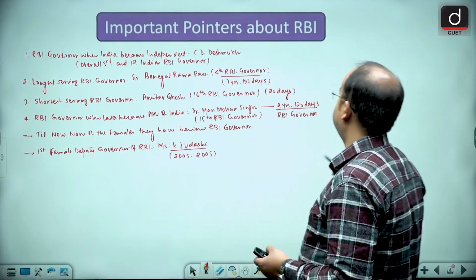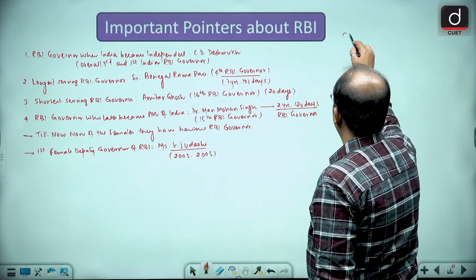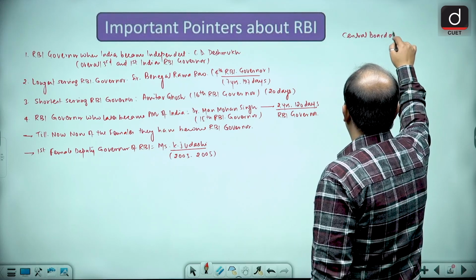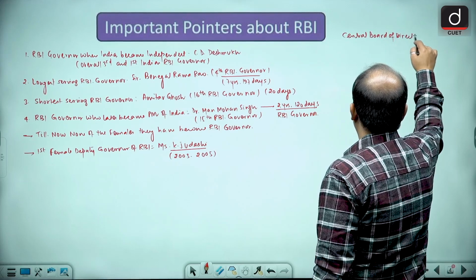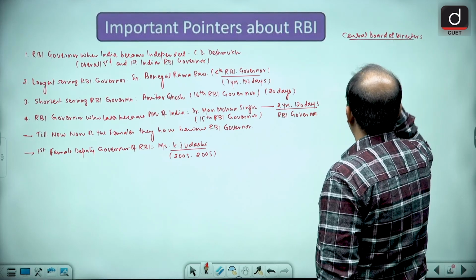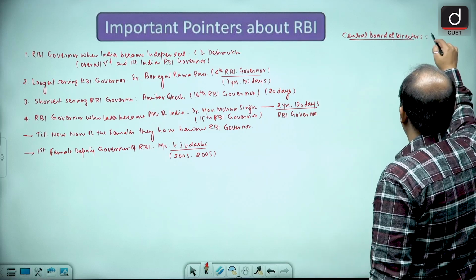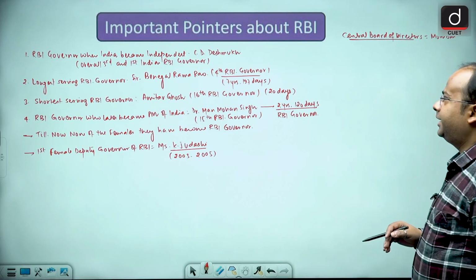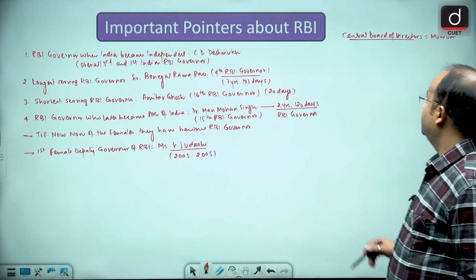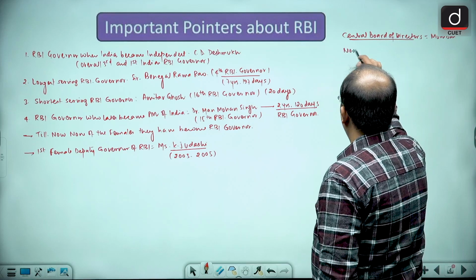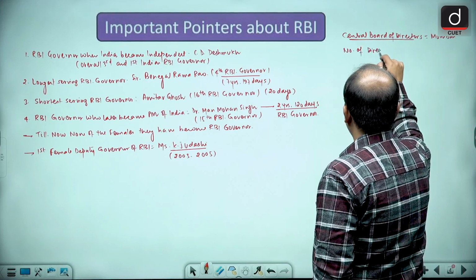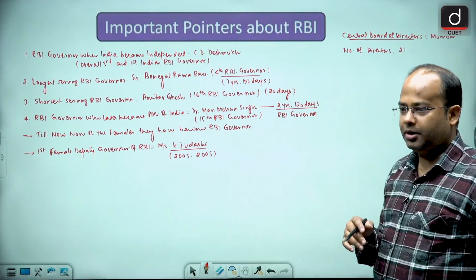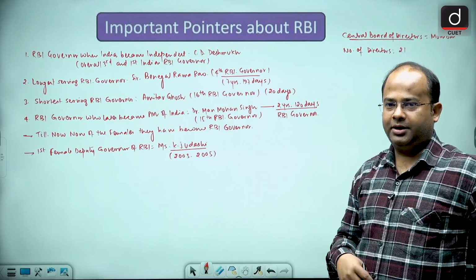Now guys, let's discuss the Central Board of Directors. The Central Board of Directors, guys, is the brain of RBI and it is located in Mumbai. The number of directors in the Central Board of Directors is 21.